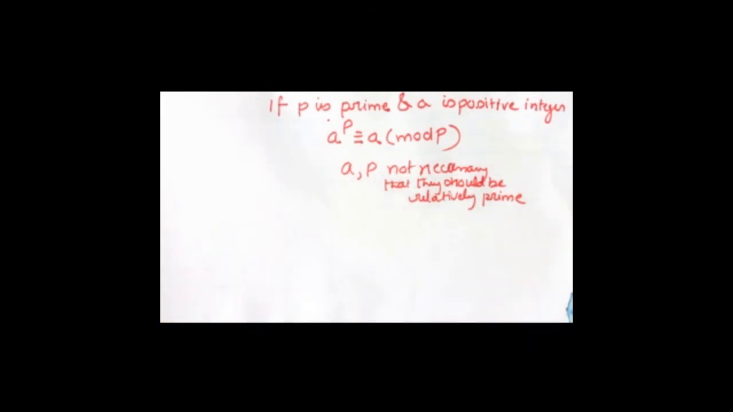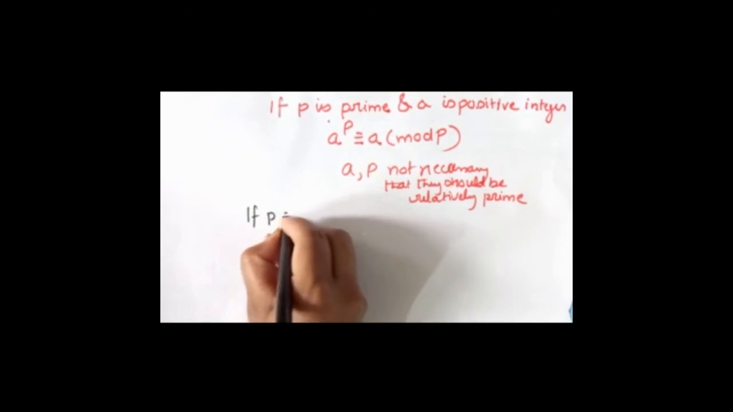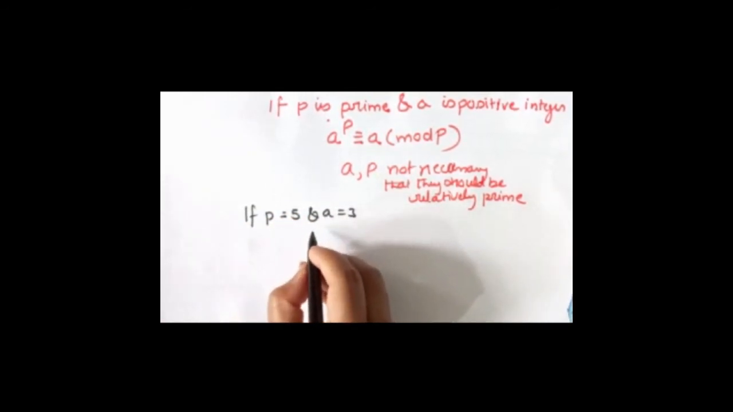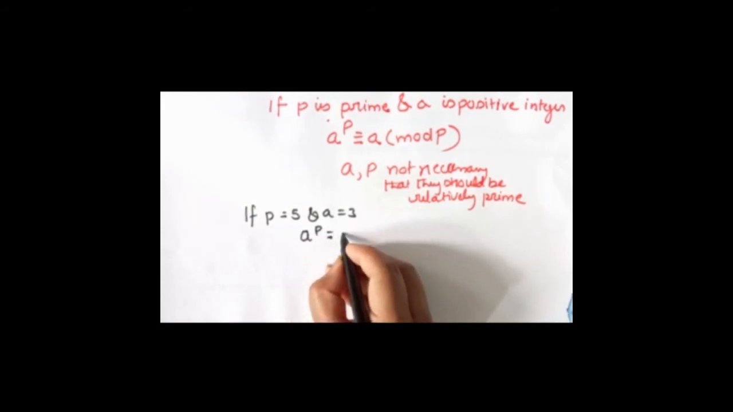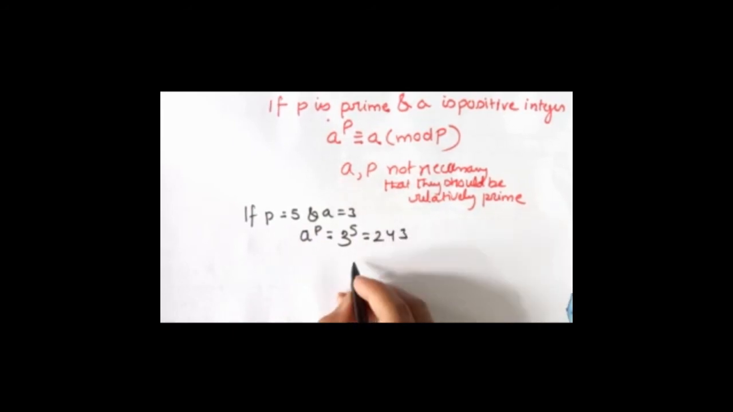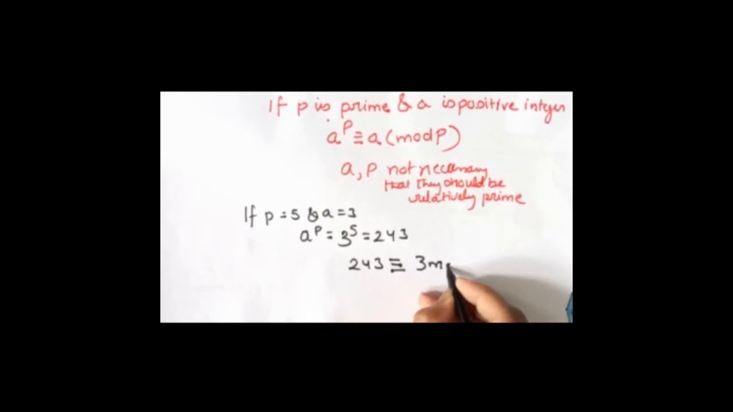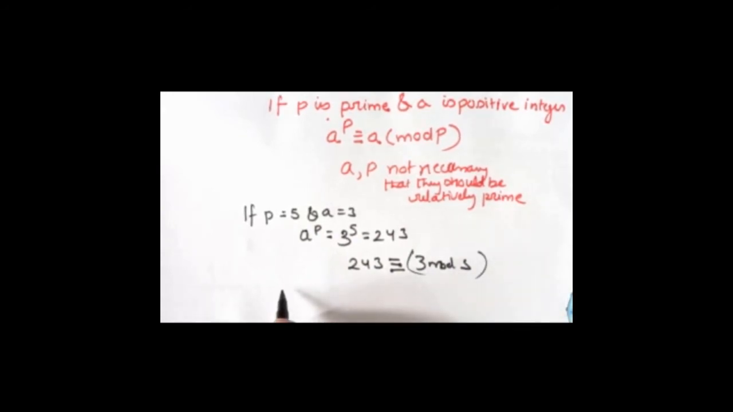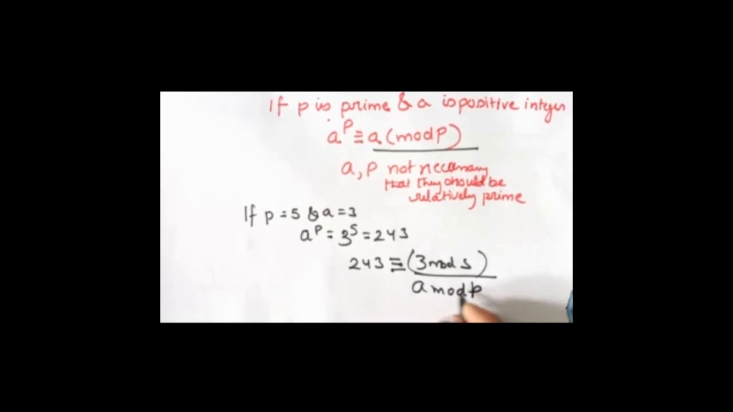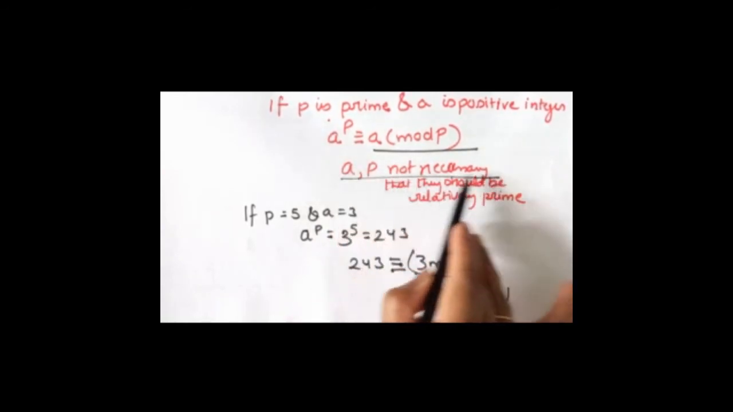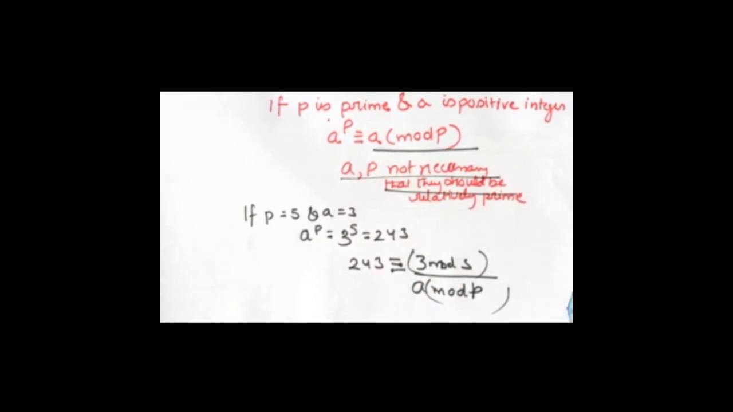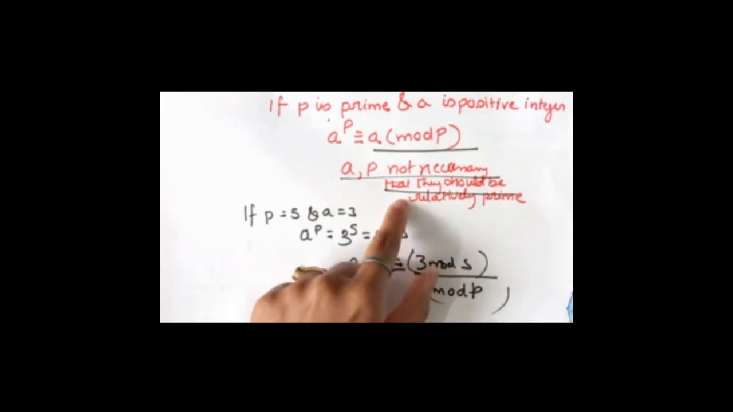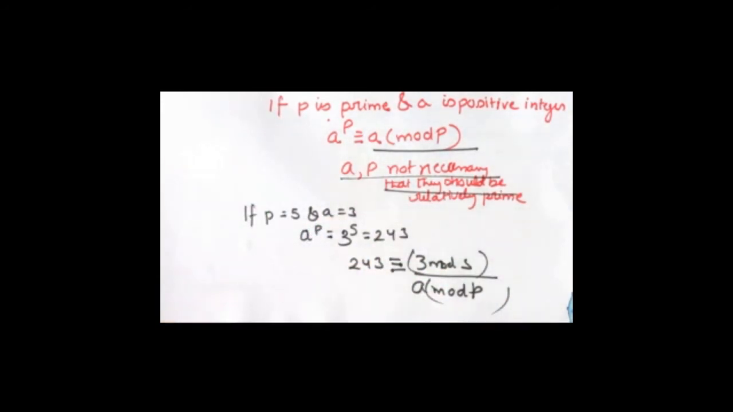Okay, I'll also be doing a question for you so that you can understand. Just assume that P is equal to 5 and A is equal to 3. For this, you can write A to the power P as 3 to the power 5, which is 243. For 243, you can write 243 is congruent to 3 mod 5, which, if you can see from this equation, is equivalent to A mod P. Remember, it is not a compulsory condition. If A and P are relatively prime, there's no issue, but this should not be a necessary condition for the alternative form of Fermat's theorem.